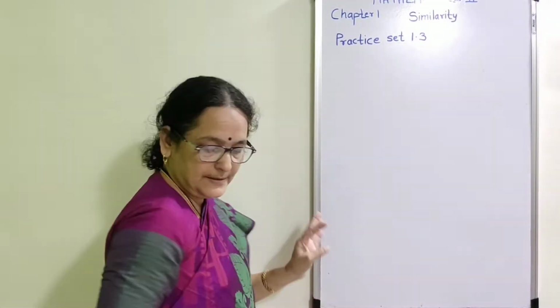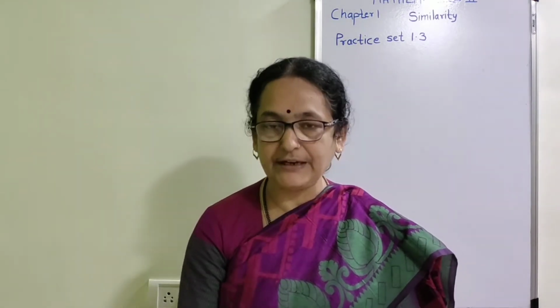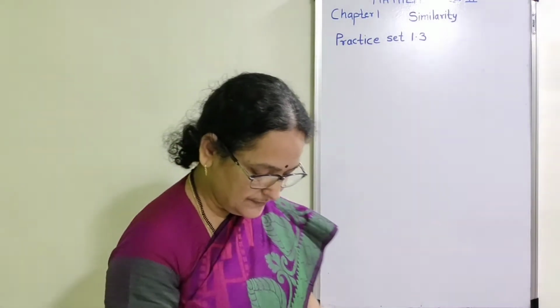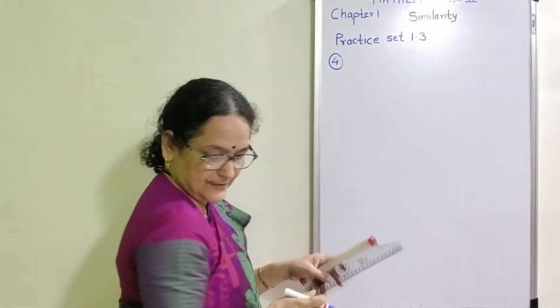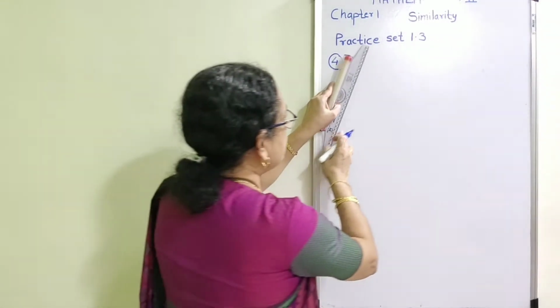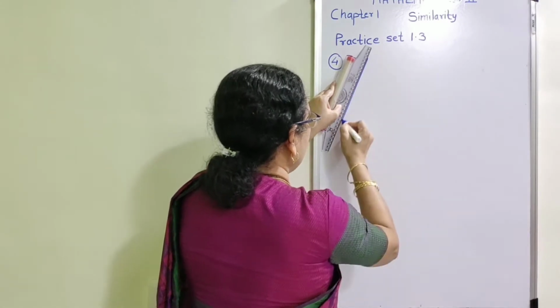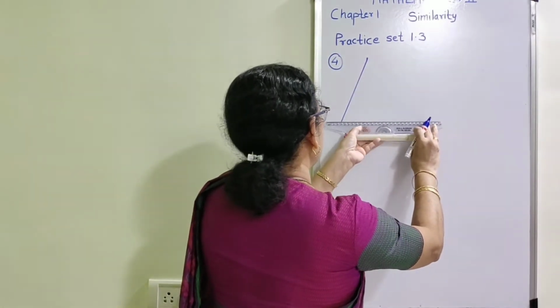Now, all examples in this practice set are important. I am not going to take each and every example, but we will solve example number 4. Now, observe the figure first of all, and please try to understand which two triangles in the figure you are going to think about.